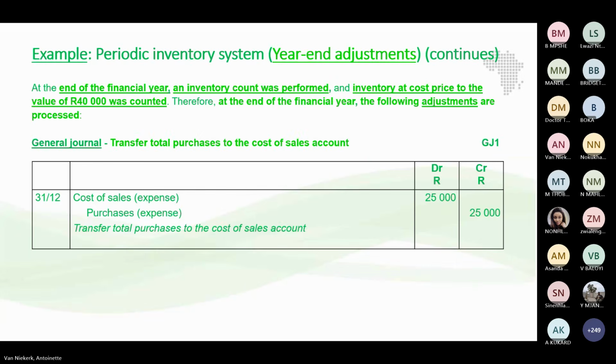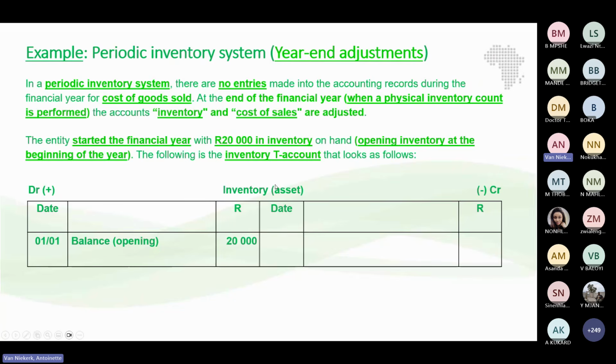Okay. I think we were here. Yes, we recorded the opening balance. They said it was 20,000 Rand. And as I mentioned, we usually record balances on the increasing side. That's now your opening balance.